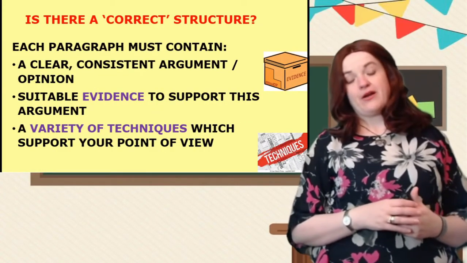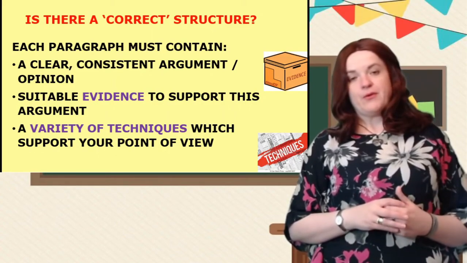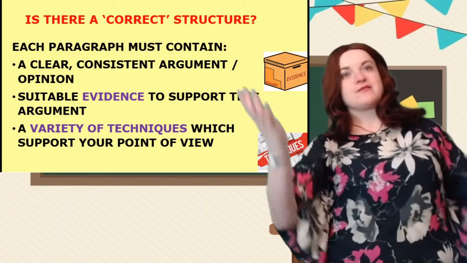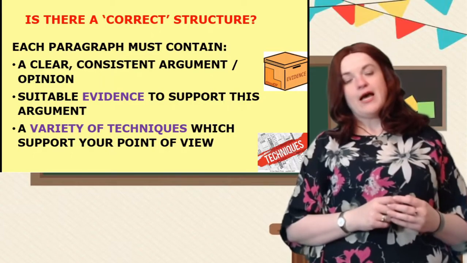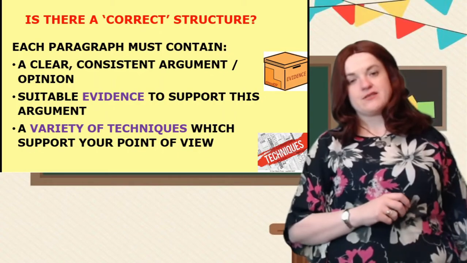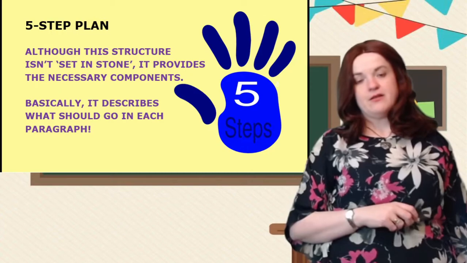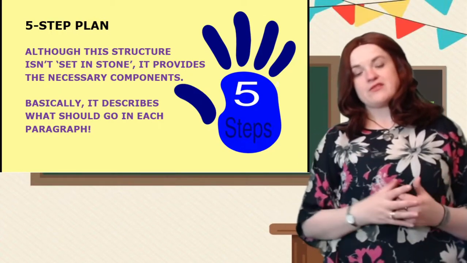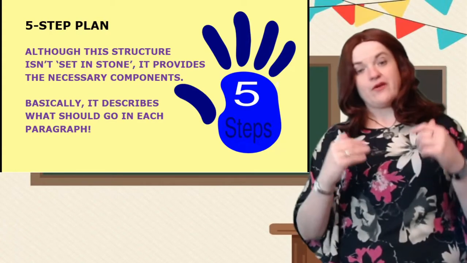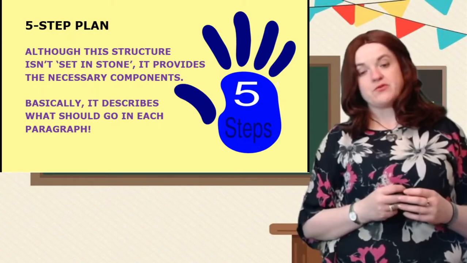So in each paragraph there should be a consistent, clear argument or opinion. There must be evidence to back up everything that you say. You can't just make pie in the sky claims without backing that up. And as we spoke about yesterday, using a multitude of techniques, loads of different techniques, is really important to back up what you're saying. Right, so I've worked it out as a sort of 5-step plan. Like I've said, although it's not set in stone, it will give you an idea of what you kind of need to cover in each paragraph and how to lay out each one.